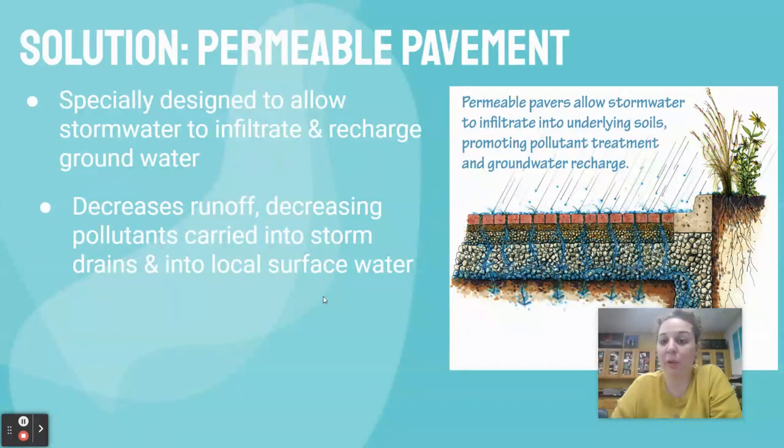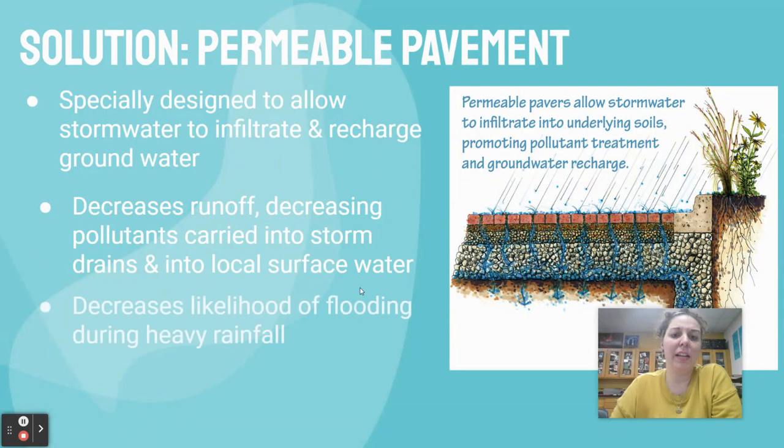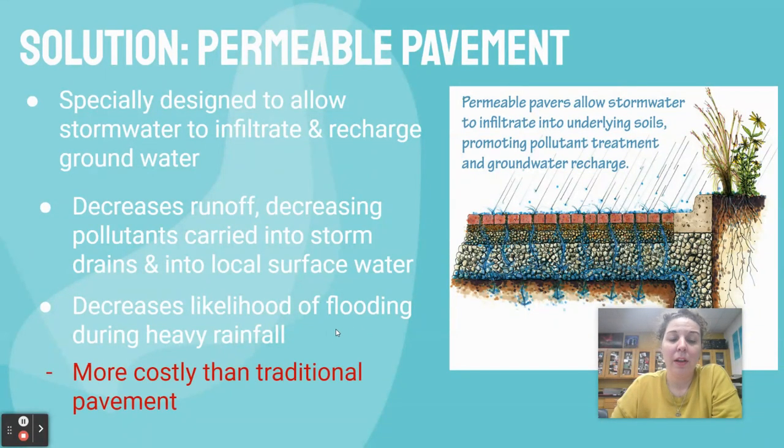It's going to decrease pollutants that get carried into stormwater because the water is not going to the drains, it's going into the groundwater. It's also going to decrease the likelihood of flooding during a heavy rainfall because the water has someplace to go. And then a downside of this, though, is that it is much more costly than traditional pavement. The next solution we're going to talk about is what we call a rain garden.